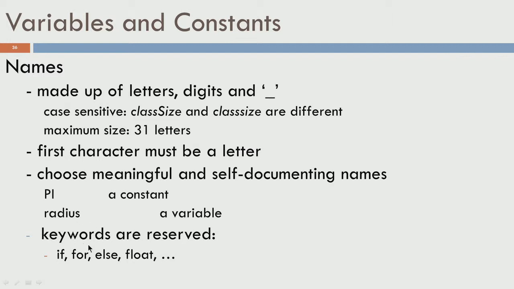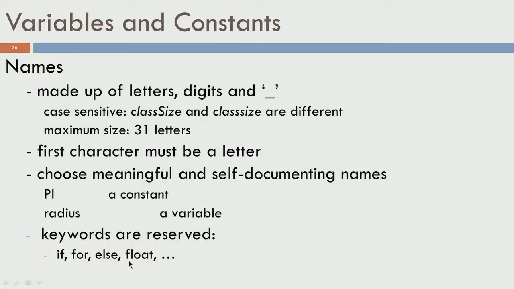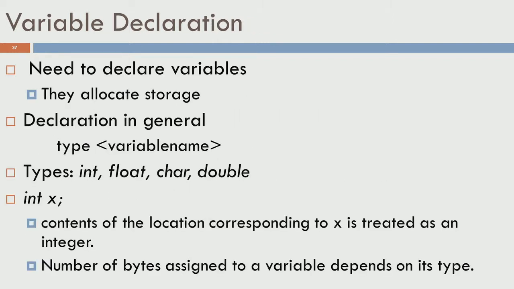And then there are keywords, or words that are reserved by the programming language. We already saw the if statement in module 2. There are also other keywords like for and so on, we will see them later. These are not names that you can assign to your variables. You cannot have a variable by the name if or for or else or float or int or while and so on. The variable declaration goes as follows.